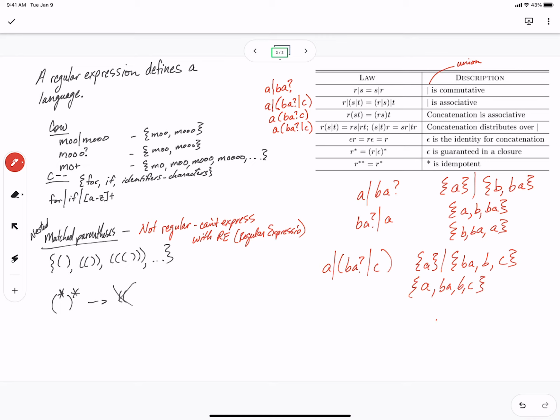And we can see that it doesn't matter whether we union those together first or whether we union these together first, which is what this is saying here. We can union either one together.